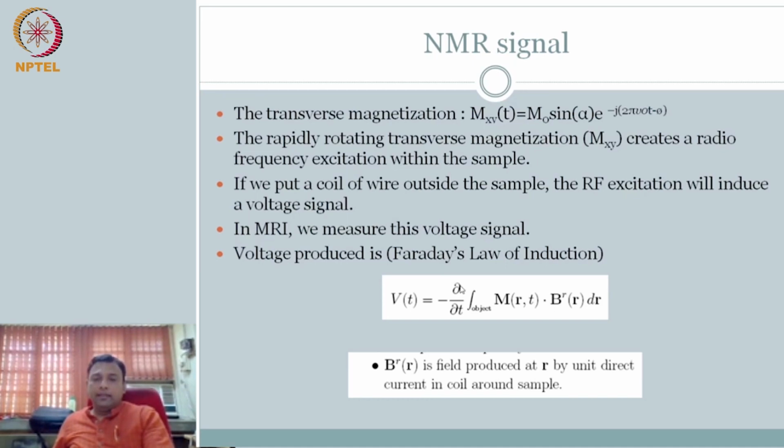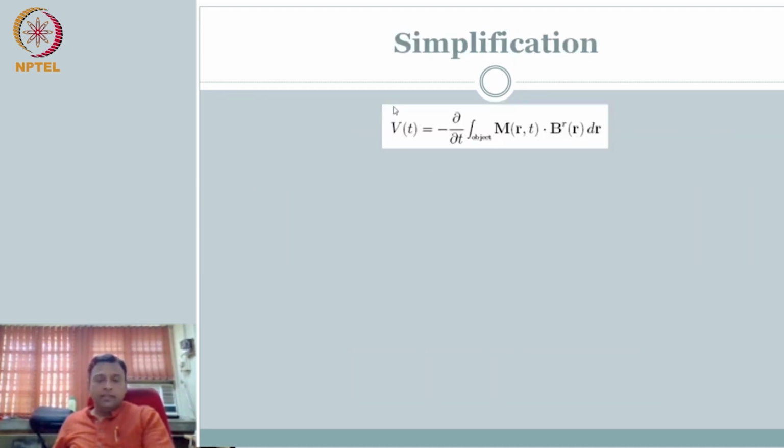So let's take a deeper look at this. V of t, the voltage that you measure, is going to depend on this M(r,t) and your receive sensitivity. So you'll have to simplify this to make some meaningful understanding of what's happening. So this is the big picture. Now let's simplify it. First simplification will be, okay, I see this BR of r. That means the receive sensitivity is a function of spatial location.